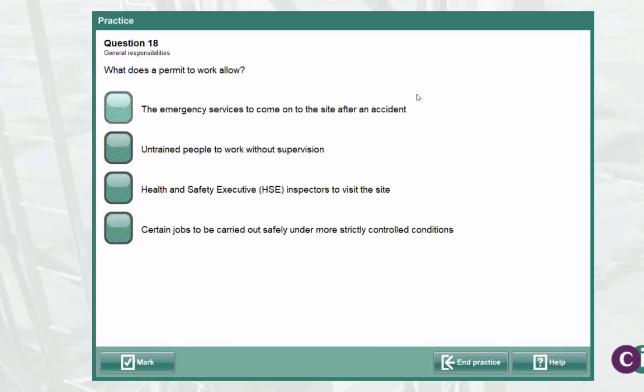What does a permit to work allow? The emergency services to come onto the site after an accident. Untrained people to work without supervision. Health and Safety Executive (HSE) inspectors to visit the site. Certain jobs to be carried out safely under more strictly controlled conditions.